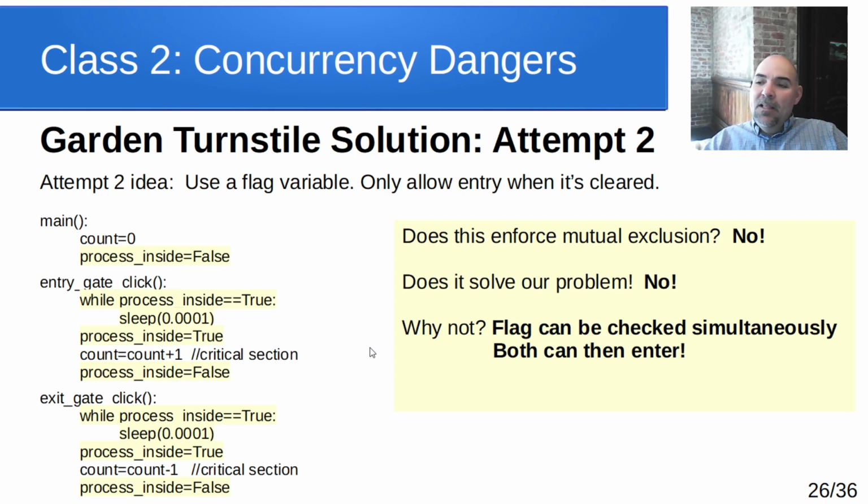So why not? The problem is that if these are running concurrently, they could both look at this while process inside equal true. And let's say it's false right now. So let's say both the entry gate and exit gate hit that line of code at the same time, where they both look at the flag. They both say nobody's inside. They both then continue on after the while loop, and they both say I'm inside. And then they subtract or add to the count, access the critical section. When they leave, they both set it to false, but they were both still in there at the same time.